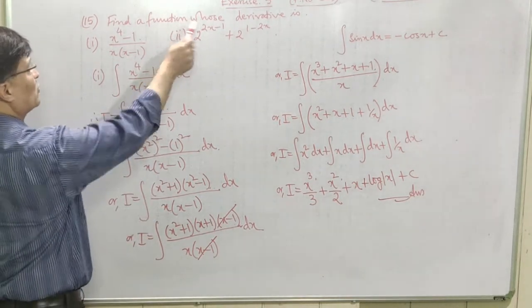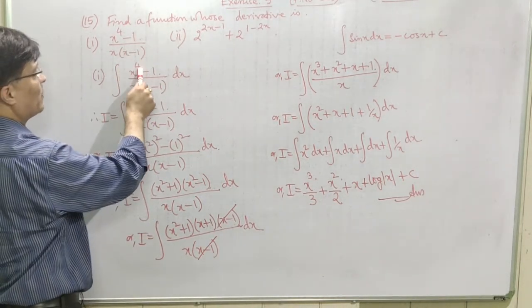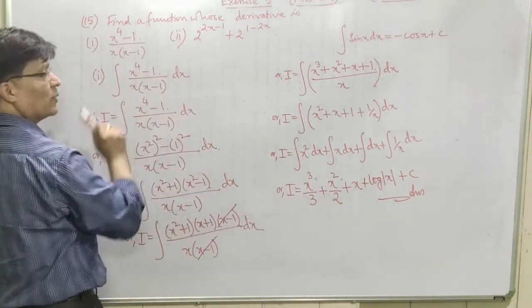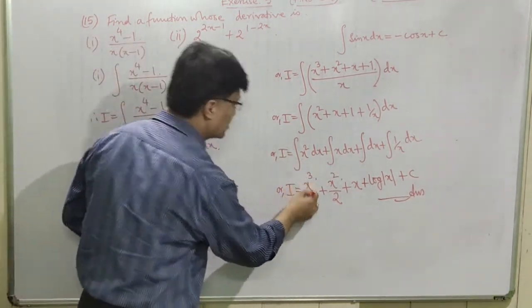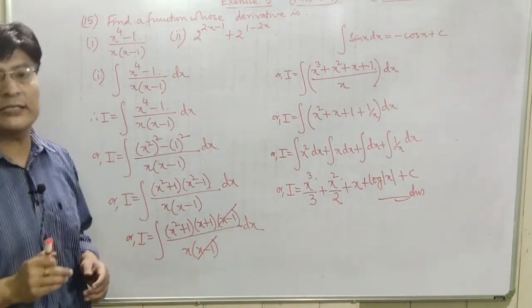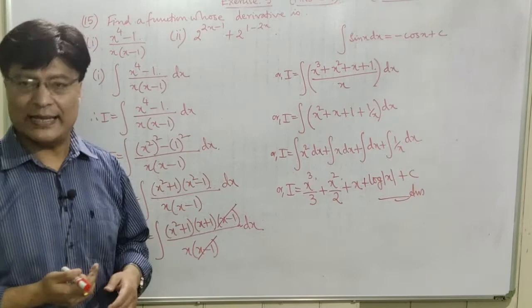So find a function whose derivative is this one, (x⁴ − 1) divided by x(x − 1). This is the function whose derivative is this one. Okay, that is, the answer is x³ by 3 plus x² by 2 plus x plus log within mod x plus c. So that is the answer.